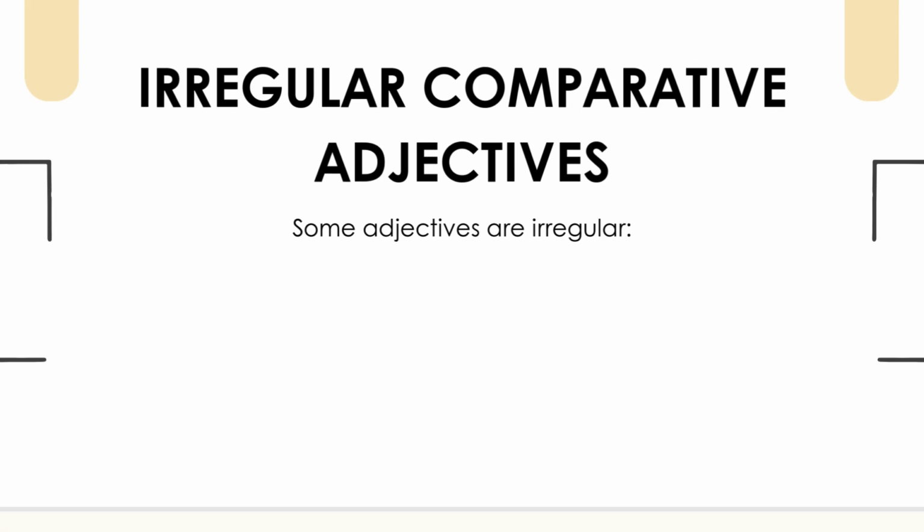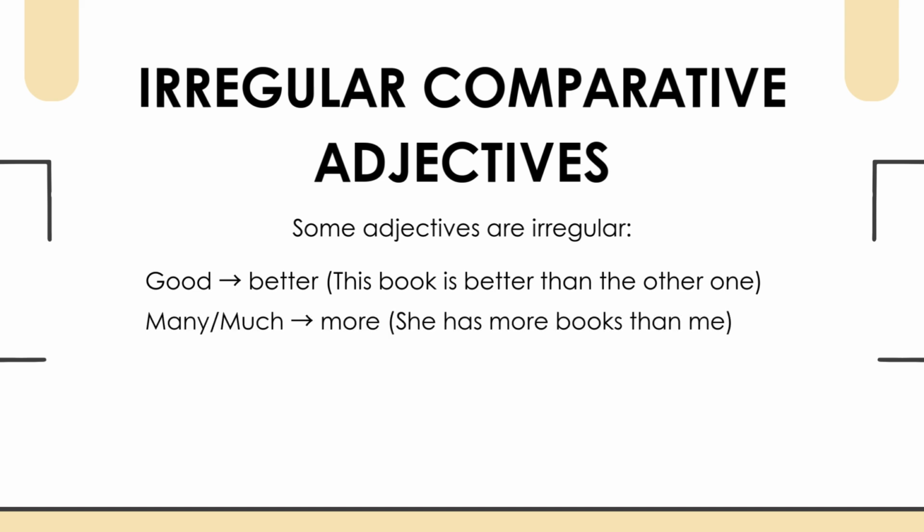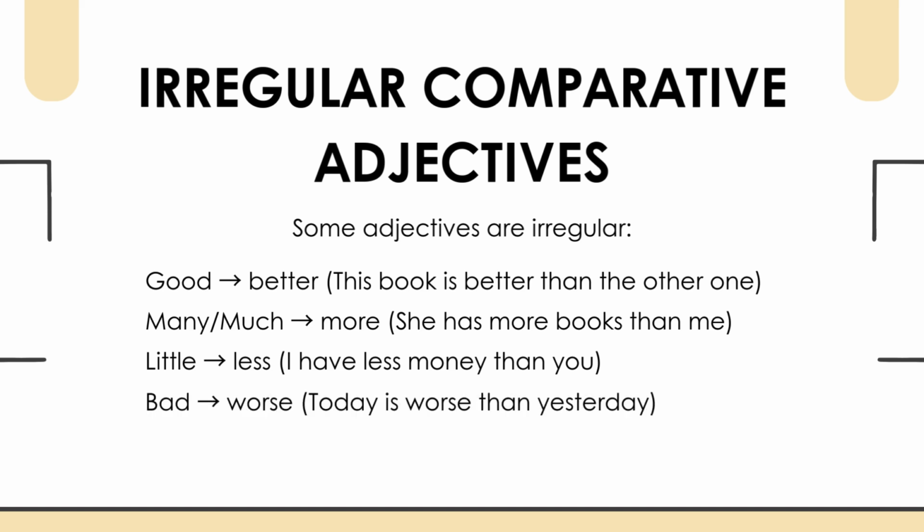Some adjectives don't follow the regular rules and are called irregular comparative adjectives. For example, instead of saying gooder, we say better, like in this book is better than the other one. For many or much, we use more, as in she has more books than me. With little, we say less, like I have less money than you. And for bad, the comparative form is worse, as in, today is worse than yesterday.